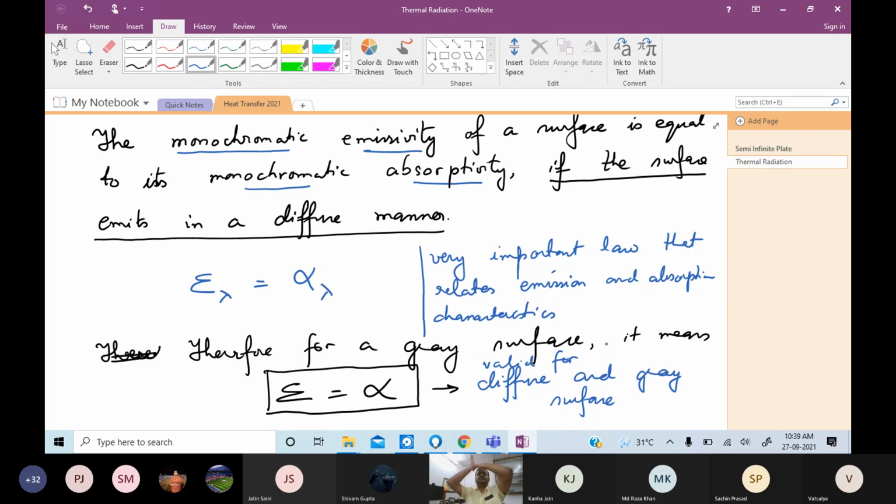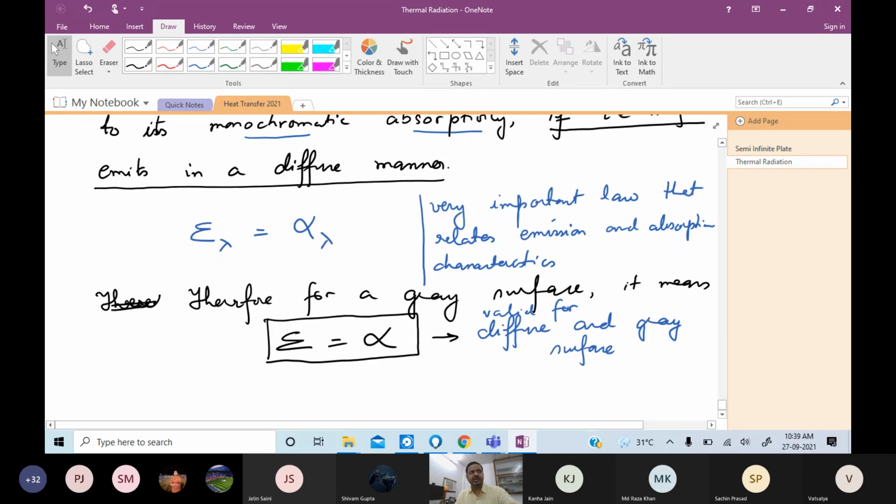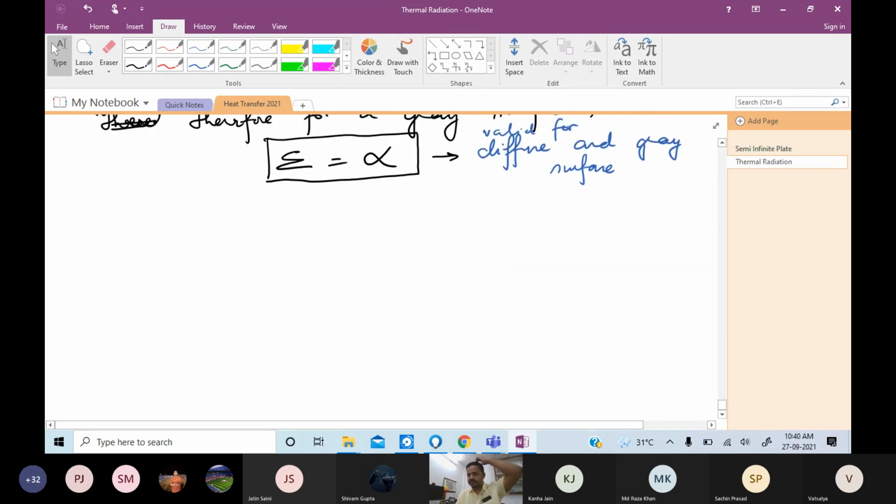Now, for most practical surfaces, we'll assume them to be diffuse and gray, real surfaces that we encounter around us. Specialized surfaces are made specially to have some characteristics, either emission or absorption. That's different. Unless otherwise stated, we will normally assume a real surface to be diffuse and gray. I'm not writing it, but please make a note.